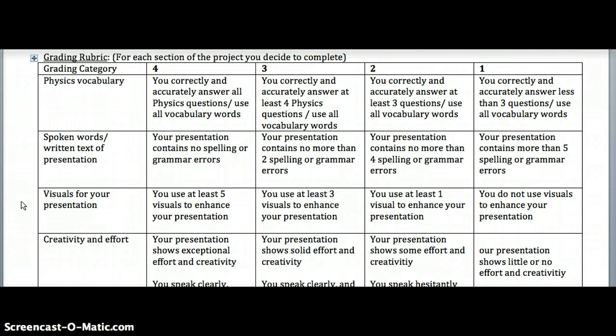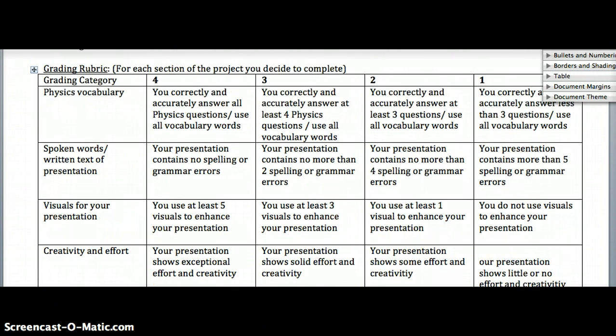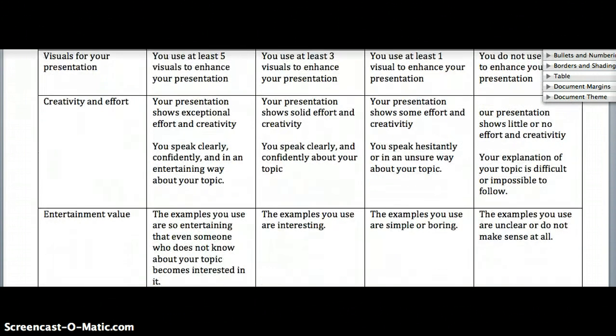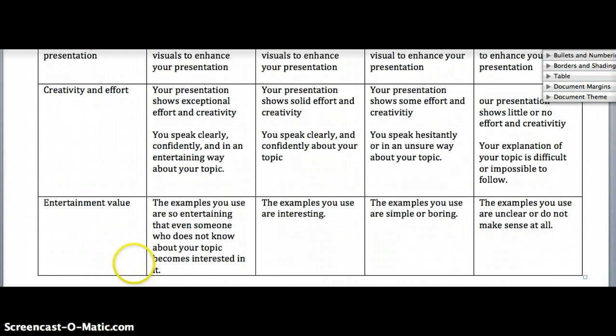Here's the grading rubric for your project. As you can see, there are 4 categories. There's a 5th one as well that you can't see on the screen right now. You have to use some physics vocabulary. You have to speak or use written text really well. You need to come up with visuals that go with your presentation, and you need to be creative and show some effort. Last thing is entertainment value. We want to watch your product and enjoy watching it and have your project be fun.